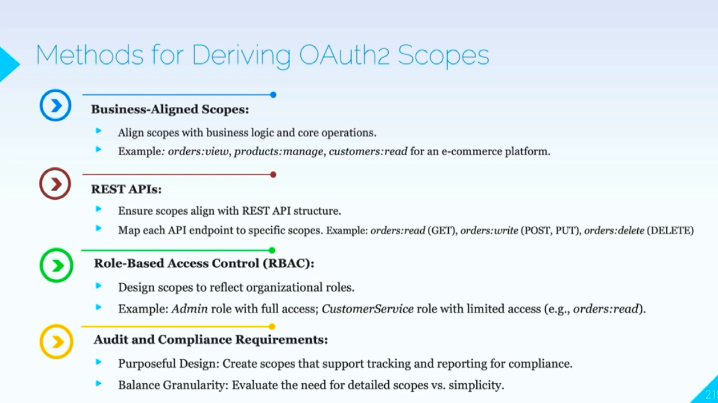In practice, you will often use a combination of these methods to define your scopes effectively. By considering business logic, API structure, role-based access control, and compliance needs, you can create a robust and flexible system for managing access through OAuth 2 scopes.